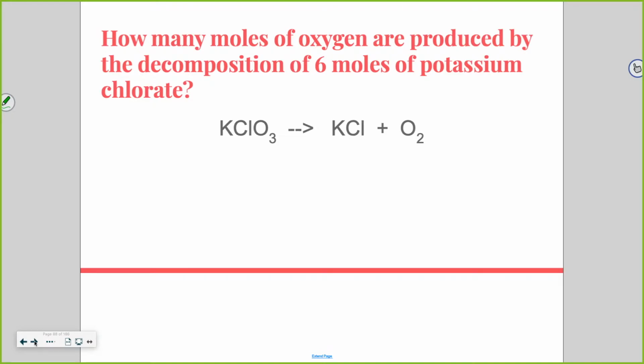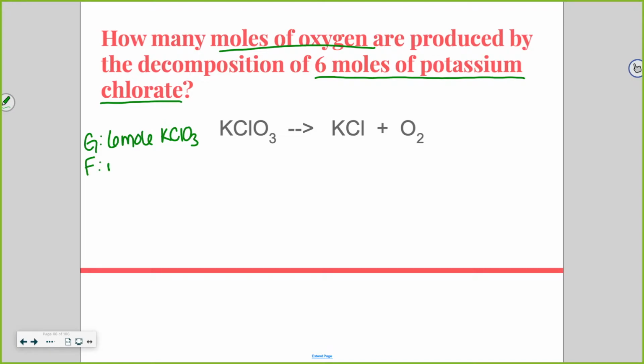Let's look at this next one. How many moles of oxygen are produced by the decomposition? Decomposition reaction: it started with one thing and broke apart into two different things. The decomposition of 6 moles of potassium chlorate. So I'm given 6 moles, and what's potassium chlorate? KClO3. And I want to find what? Moles of O2.